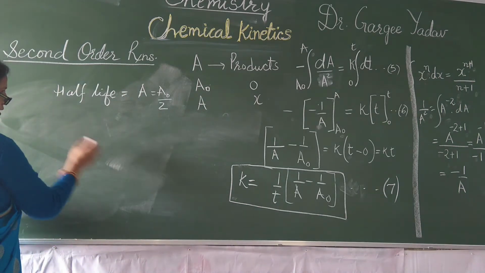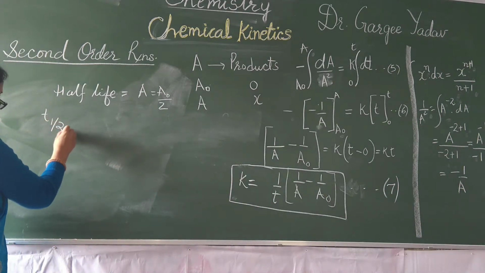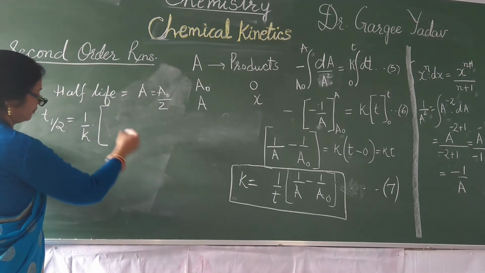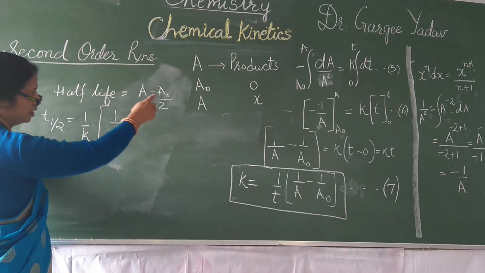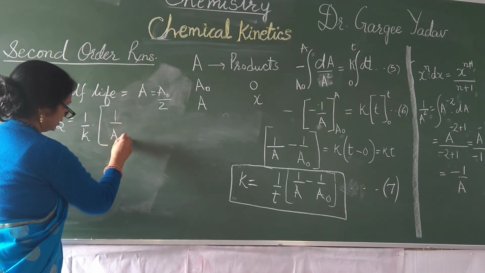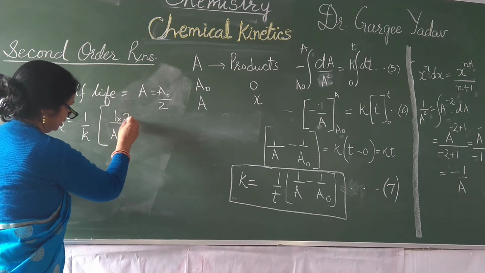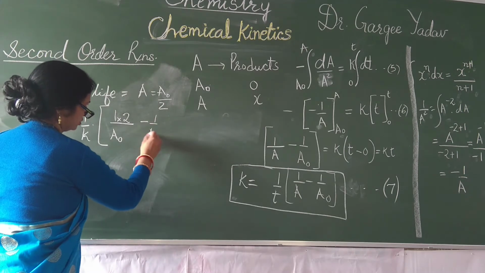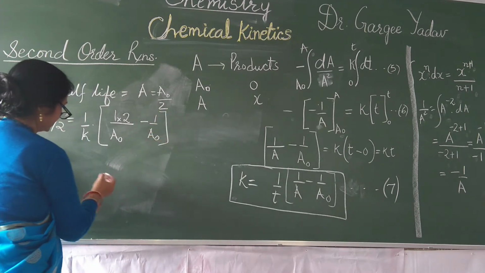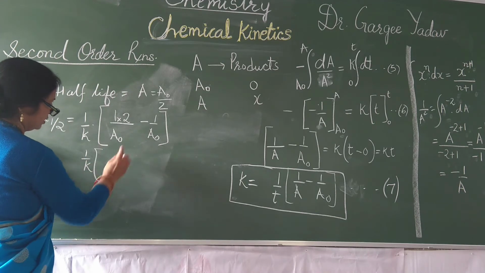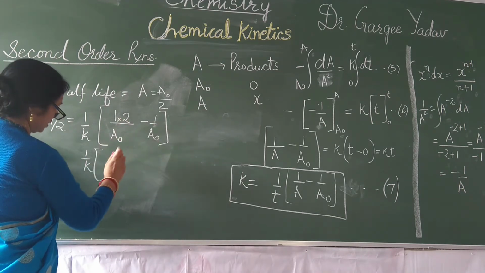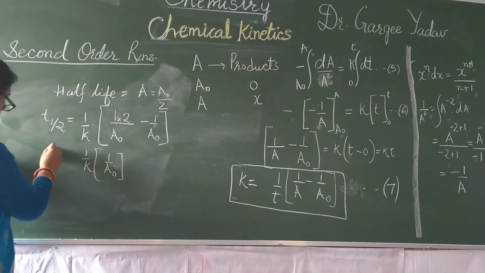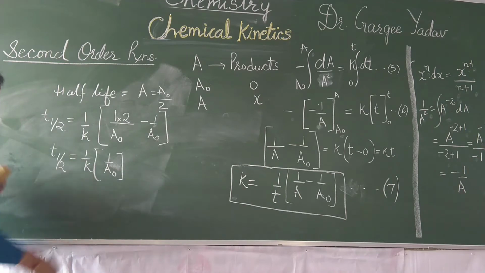What we get is that we will keep T half over here, a slight rearrangement: 1 upon A, and A will be how much? A naught upon 2. So it will be A naught, and this 2 will go to the numerator, minus 1 upon A. Let's calculate it. Very simple. It will be 1 upon A naught, 2 minus 1 is 1, so it will be 1 upon A naught. So this is our half-life for a second order reaction.